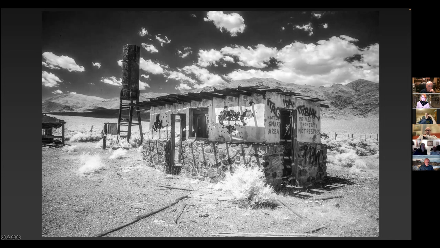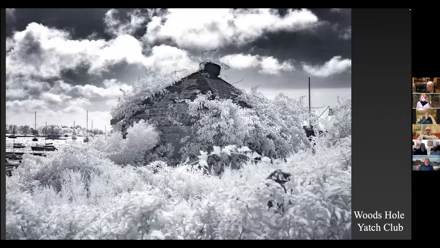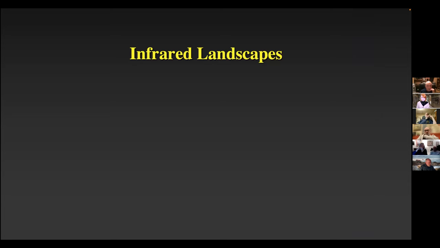And so you can use it to explore the landscape in a slightly different way, so that it's not just black and white or color. You have a different palette to work with. So with that, what I wanted to do is to start showing you some infrared landscapes with the idea that infrared is not just white foliage. It's really using the foliage, the sky, and the clouds as compositional elements to create a very different looking landscape.